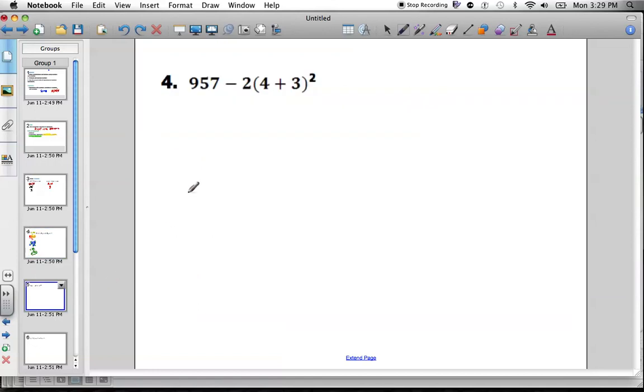Let's look at another example. This one I'd like you to try on your own, and then you'll have to pause the video and come back and check it, okay? The first thing you're going to do here is take care of your parentheses. 4 plus 3. 4 plus 3 is 7. All right. I'm going to recopy the rest of this.